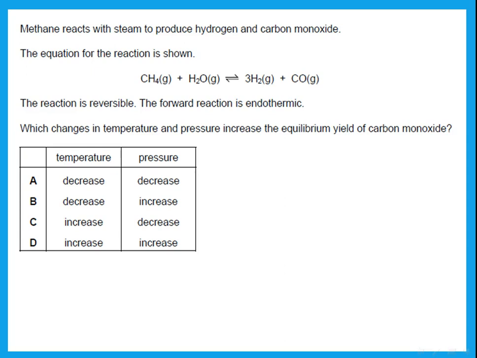Now I want it to go forward. Now to go forward, it needs to make 3 hydrogens plus 1 CO, that is 4 molecules. If it goes back, it will make 1 methane, 1 water, so that's only 2. So if I want it to go forward, that means I want it to make more molecules, and we said to make more molecules, should I increase the pressure or decrease the pressure? Yes, we should decrease the pressure.